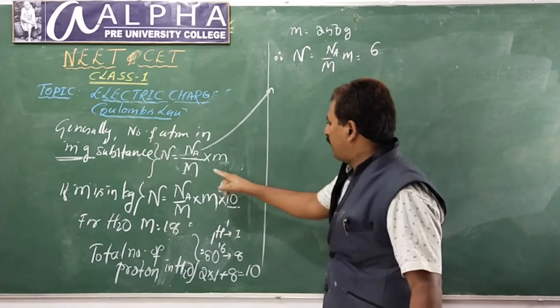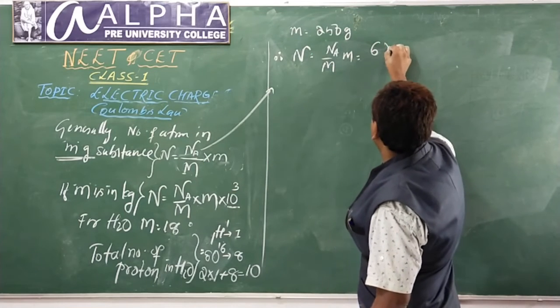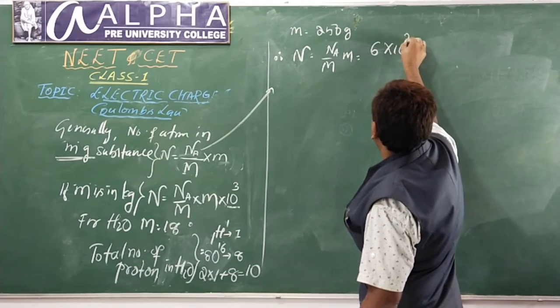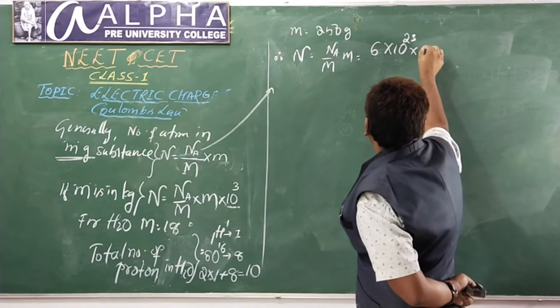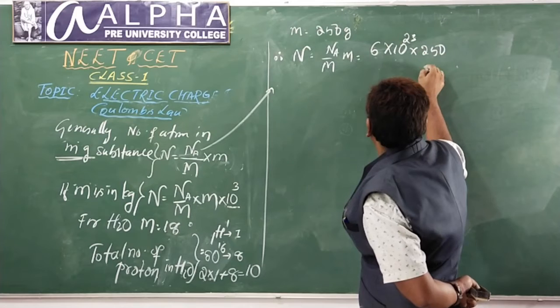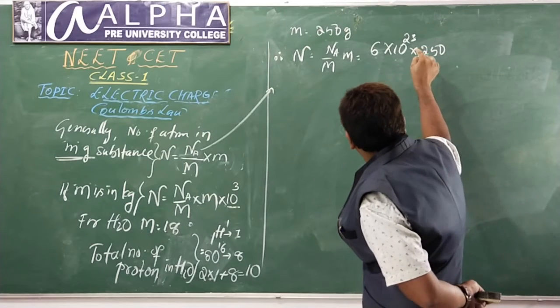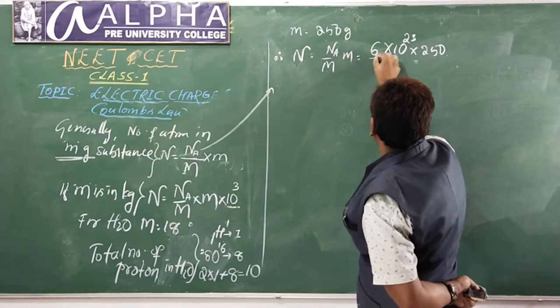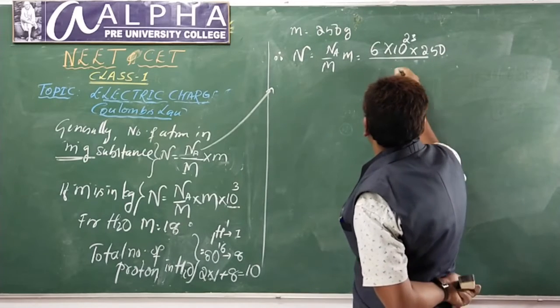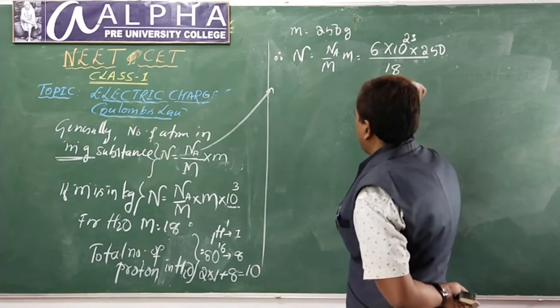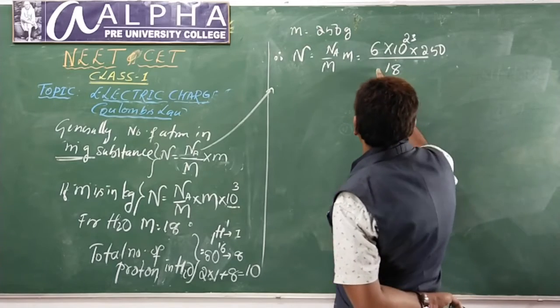So what is the Avogadro number? For CET simplification, I use just 6. Actual value is 6.023 into 10 power 23. I just use 6 into 10 power 23 into m, 250 in grams. If it is asked in kg, you write 10 power 3. Now you have to express in gram. That's why 250 gram divided by 18. That's it. Fine. This is the number of atoms.